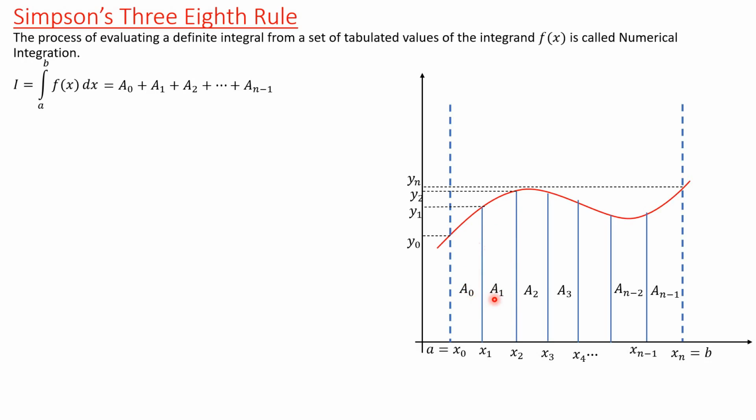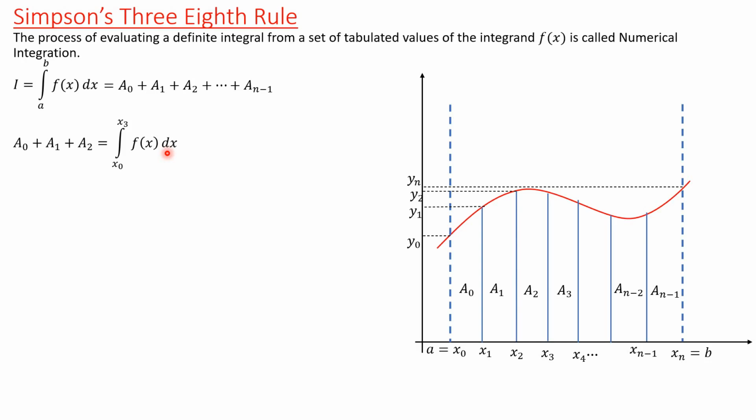Now in Simpson's 3/8 rule, because we need 4 points, we are going to consider 3 vertical strips at a time. So we'll find the area of A0, A1 and A2. That means the area bounded by our function f of x from x0 to x3, then from x3 to x6 likewise. So A0 plus A1 plus A2 is nothing but what? This integration from x0 to x3 f of x dx.